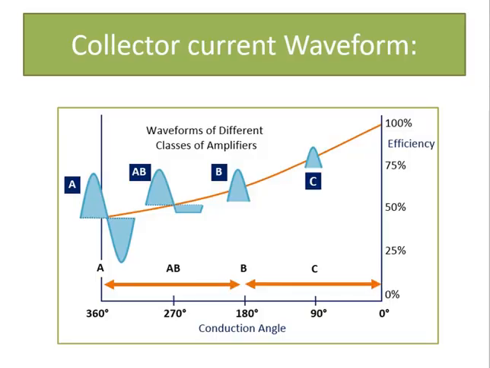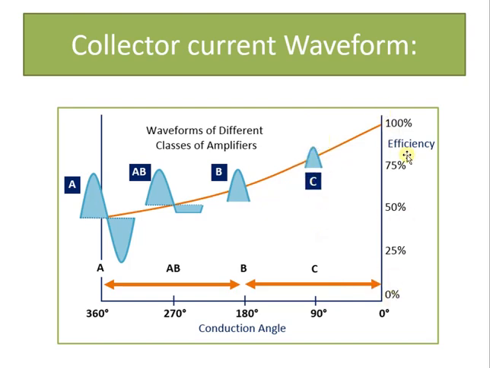Here we present the collector current waveform for different classes, that is Class A, Class B, Class AB and Class C. As you can observe, for a Class A amplifier, the conduction angle is 360 degree. For the Class AB, it is a little greater than Class B and less than Class A, so the conduction angle falls around 270 degree. For the Class B amplifier, the conduction angle is 180 degree. And for the Class C amplifier, the conduction angle is around 90 degree.